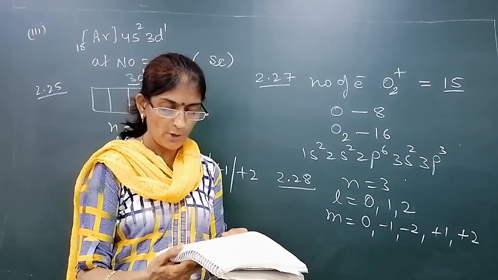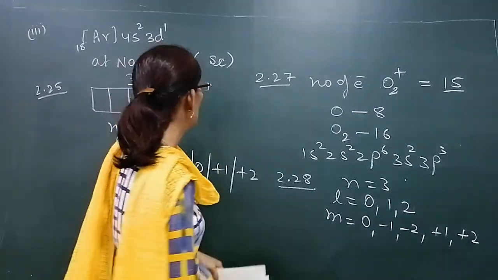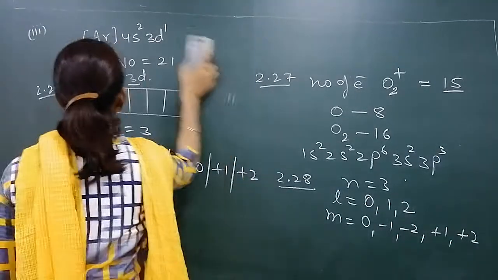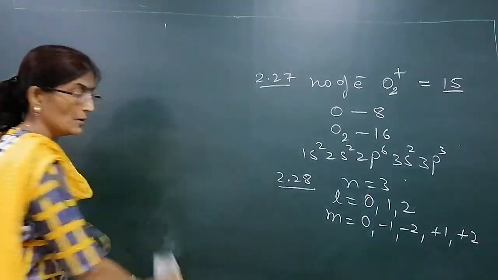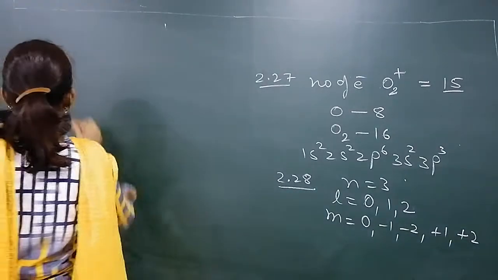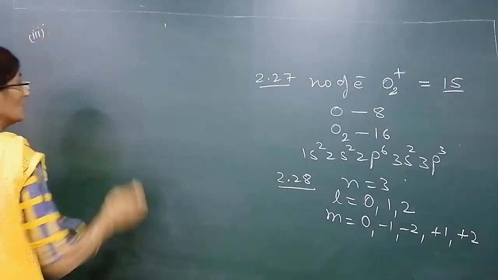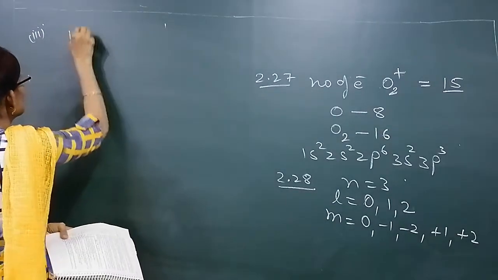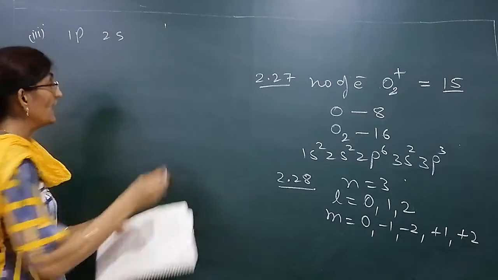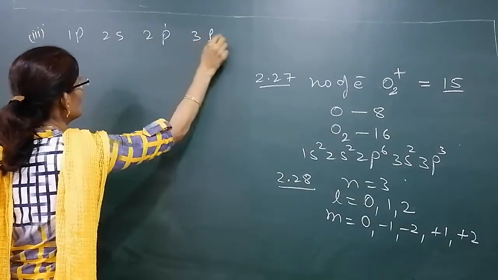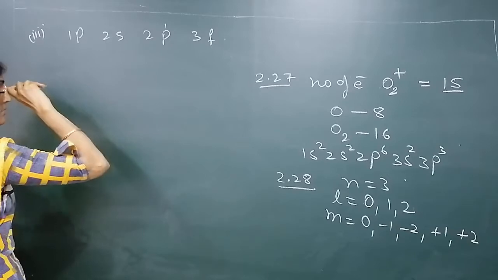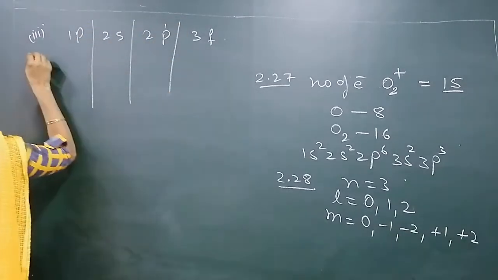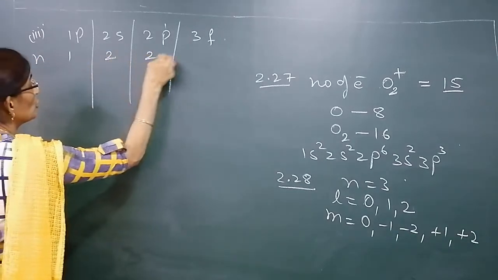Then it asks which of the following orbitals are possible. Orbitals are given: 1p, 2s, 2p, 3f. Find n and l values so that you come to know which orbital is possible or not. What is the value of n? 1, 2, 2 and 3.